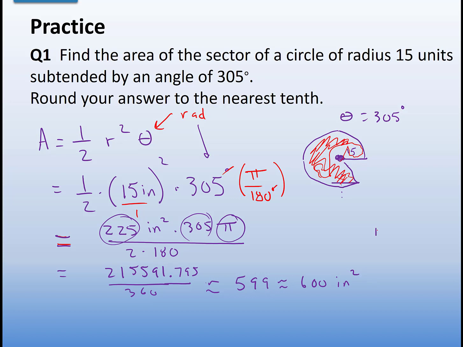So if this is an inch, which it's proportionally not because that's 15, it would be a lot smaller, but it would take 600. If that was 1 inch squared, it would take 600 of these to fill in that pizza. So that is the area of the pizza that we ate. Let's look at another example.